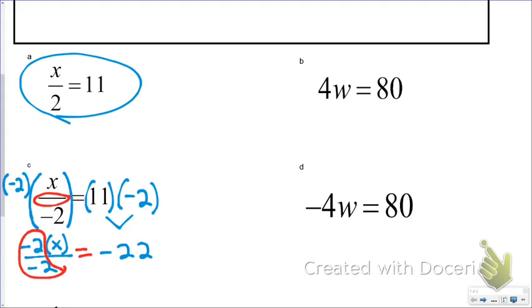What happens to these two numbers, these -2's? Well, a -2 divided by -2 just goes to 1. And I'm left with x is equal to -22. Alright, go ahead and try this example on your own.